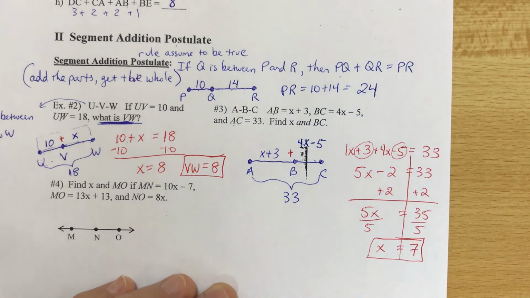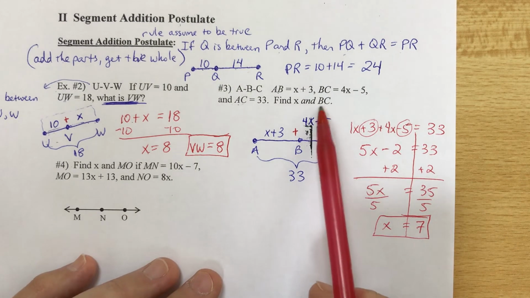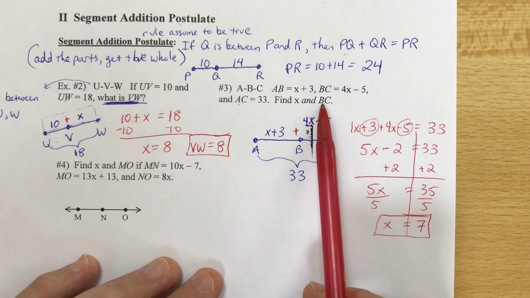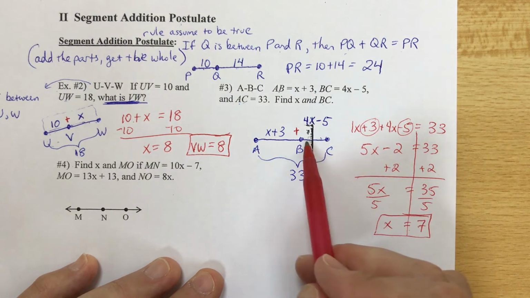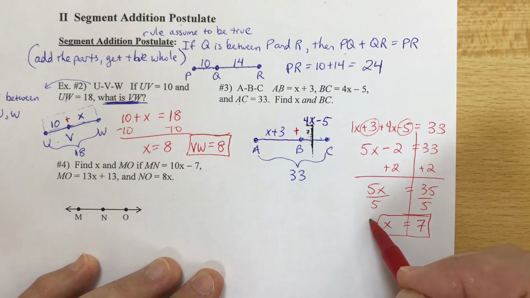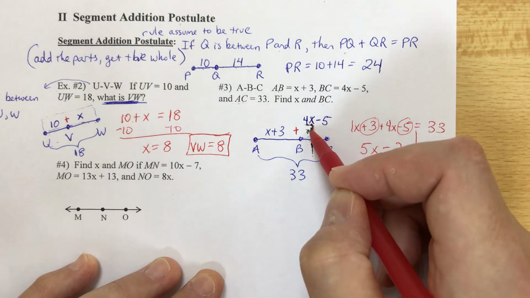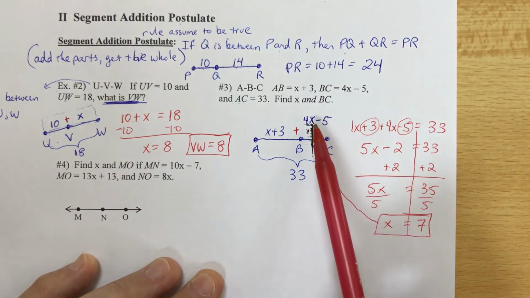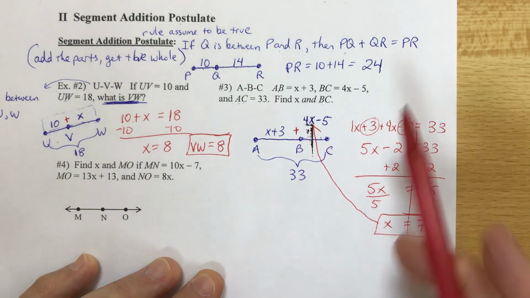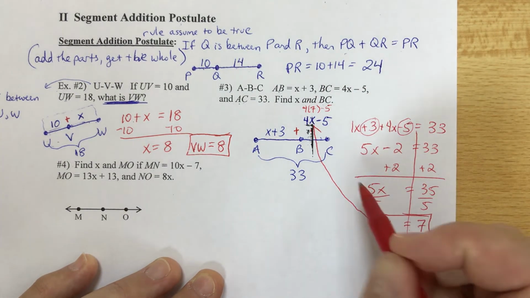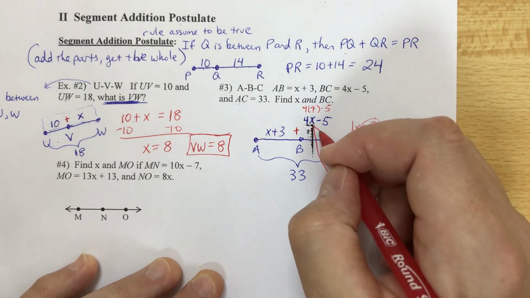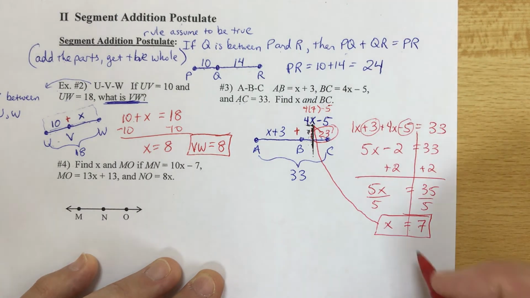Now, we're not done because they also ask for the length of BC. So what I'm going to do here, I found x, but to find BC, I need to take my answer and I'm going to go back to my picture and I'm going to substitute 7 for that number. So I'm going to do 4 times 7 minus 5, and that's 28 minus 5. So this is 23. So the length of BC equals 23.